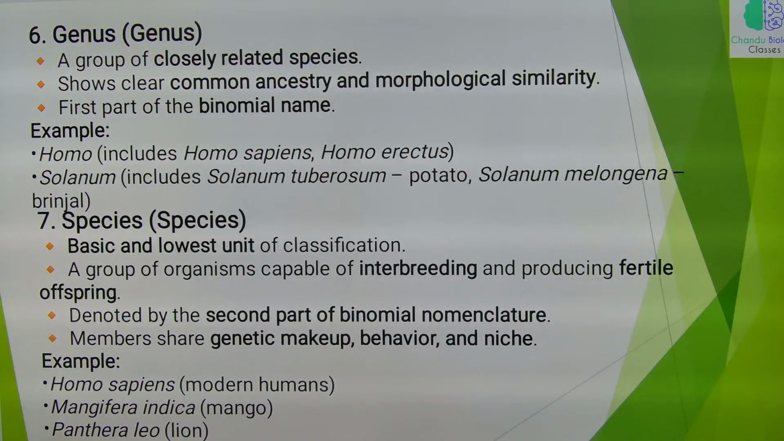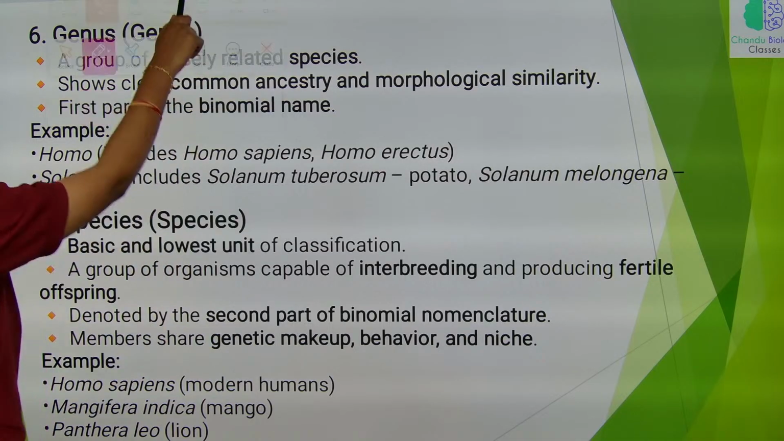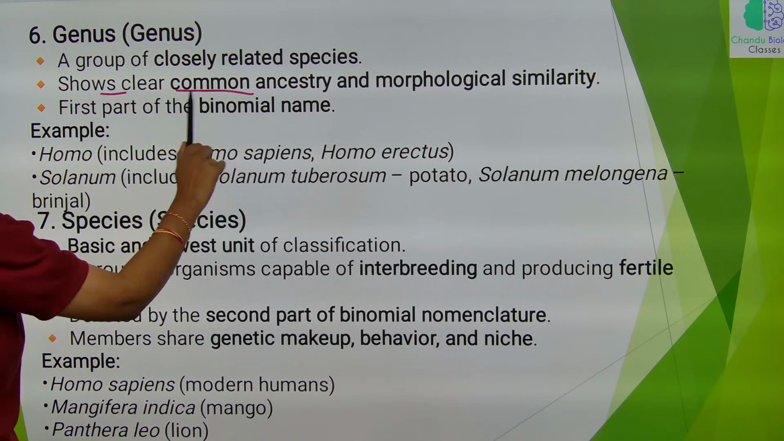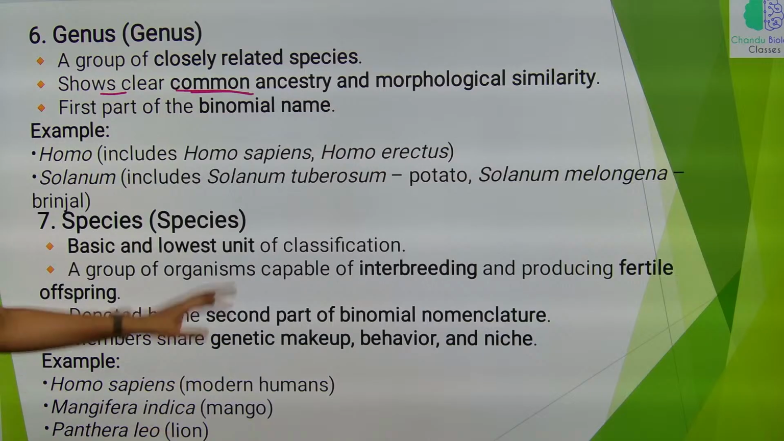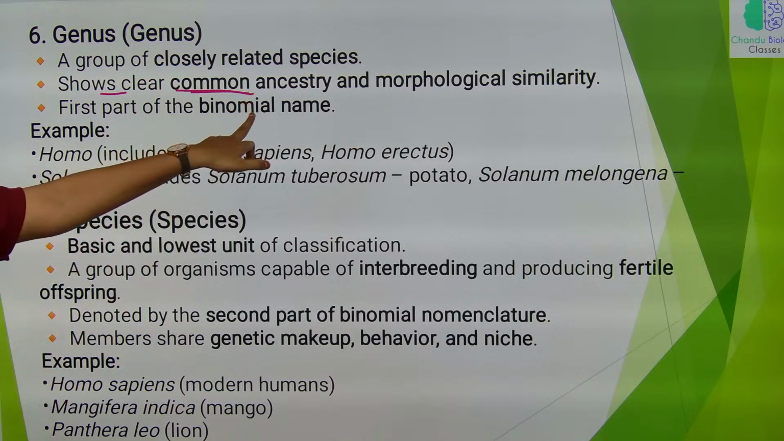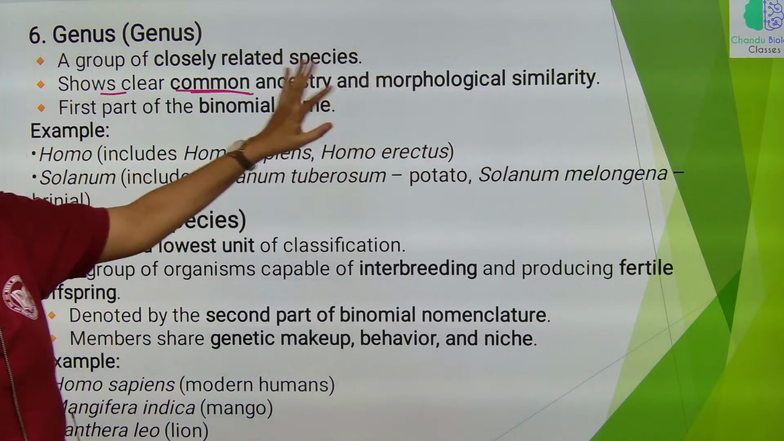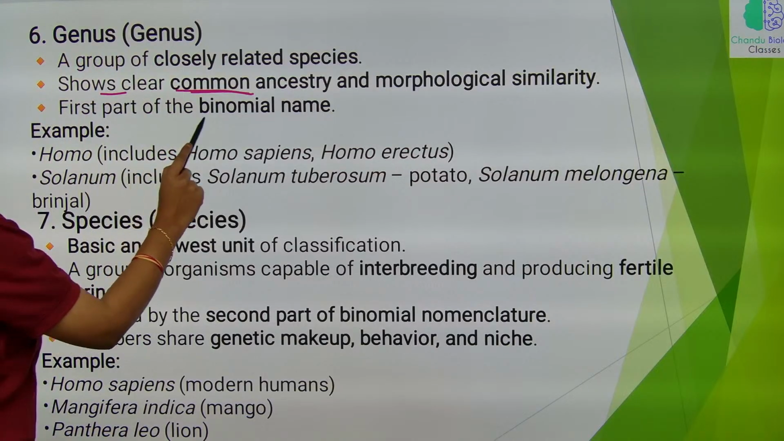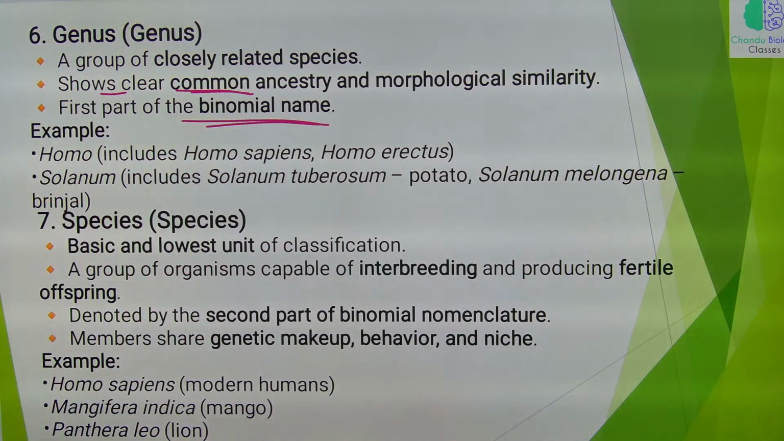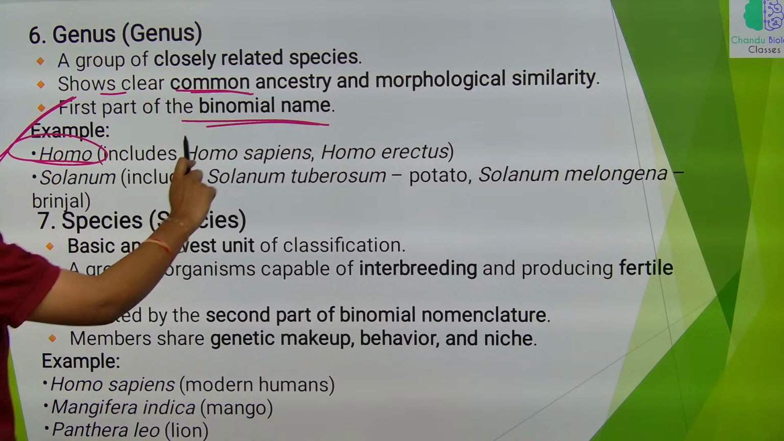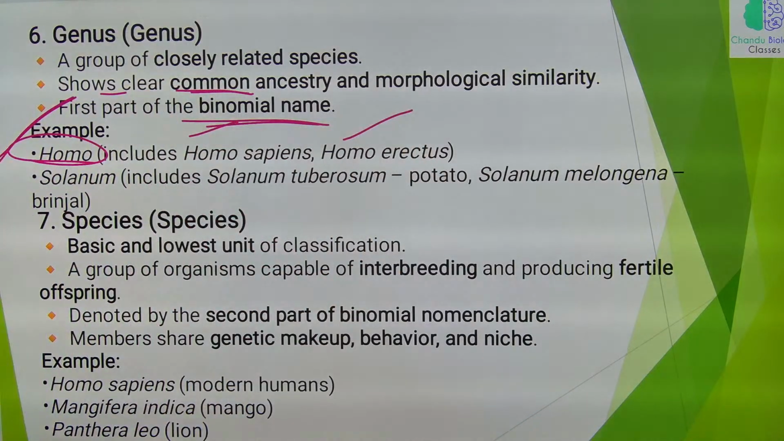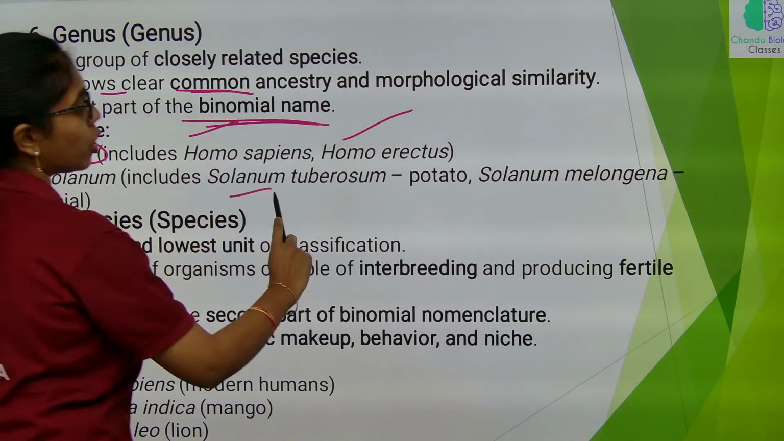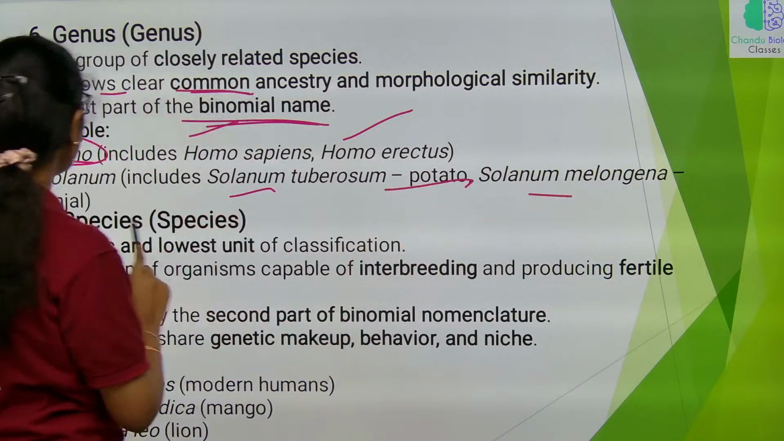Yeah. Genus and species. A group of closely related species is called genus. They show common ancestry and morphological similarity. So, all those similar or different species which are having common ancestry and morphological similarity are placed in a common genus. First part is the binomial name. Next examples for this, for Homo, this includes Homo sapiens and Homo erectus. Solanum includes Solanum tuberosum, which is potato, and Solanum melongena, brinjal.